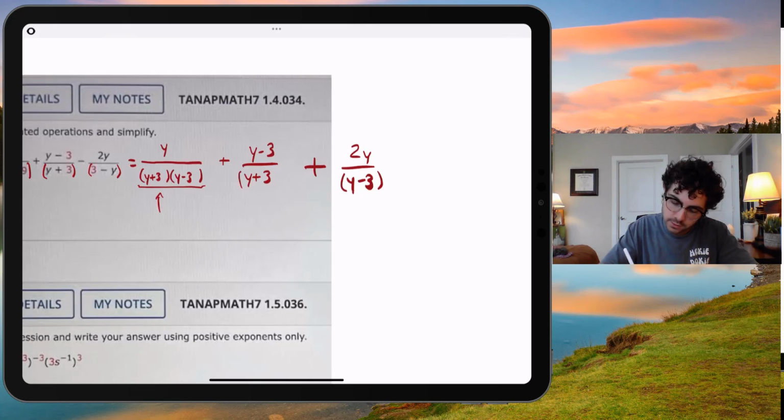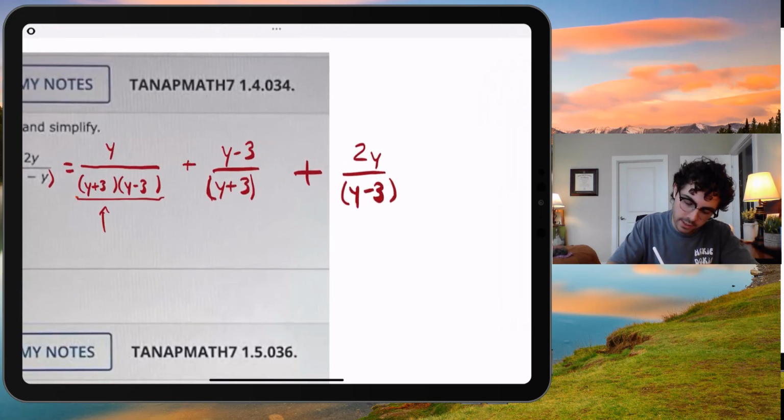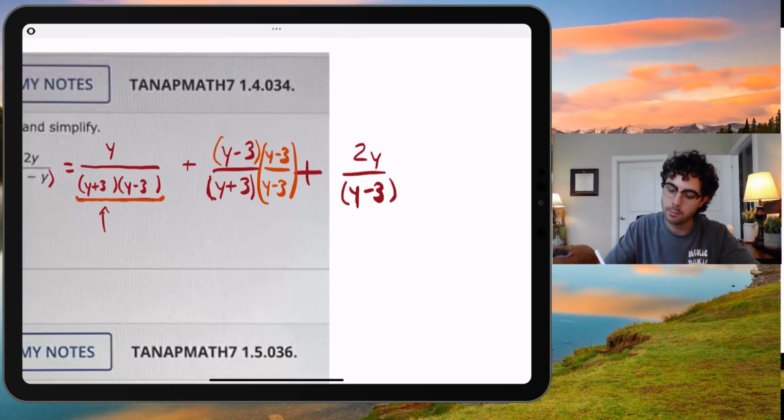Now what do we notice? We have three denominators where the common denominator should likely be this here. That's the goal we're working towards. So this denominator is just missing y minus 3, which means we multiply on top and bottom by y minus 3. This fraction over here, what is it missing? Y plus 3.